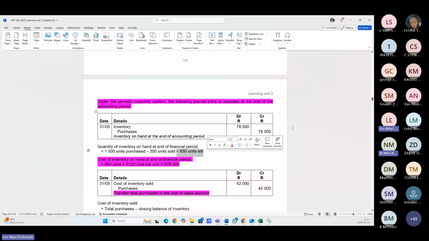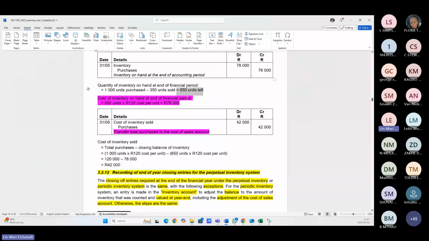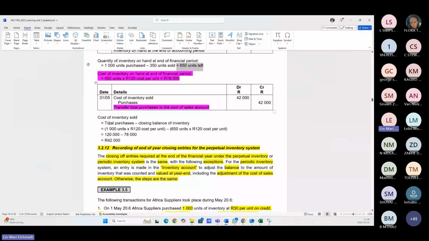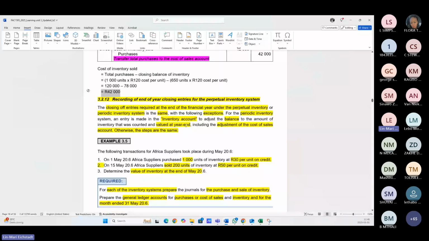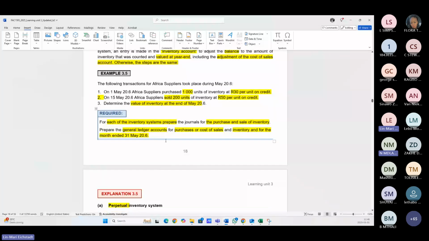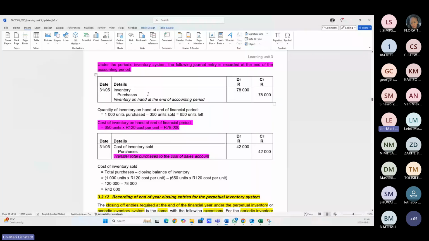Then we have the cost of inventory on hand at the end of the financial period, which is again the same: transfer total purchases to the cost of sales account, and the cost of sales is total purchases minus closing inventory, and that gives us our cost of sales amount in the periodic inventory system. But I think your question more relates to 3.5, which follows up on that, right? No, my question, you've gone through it, yes. Okay. So here's where you're saying. Yes, this page, yes. Okay.